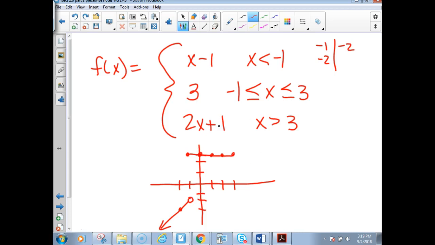And then at 3, you jump to this line. So you'd have to do another T-chart. So you'd put in 3 here, which would be 7. Oh, my gosh. I made it too big. So then it would jump up here, and it would be an open hole, and it'd go up 2, right 1, and it'd be this chunk of line going that way. Make some sense, I hope. It's just 3 pieces. So if you see one that has 3 pieces, that's what you're going to get, 3 pieces.